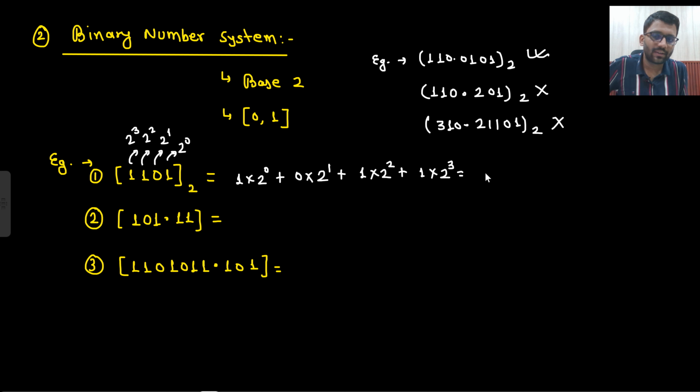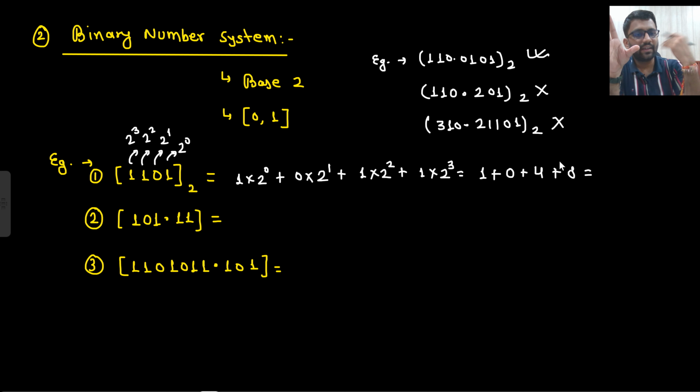So what will you be getting? 1 plus 0 plus 4 plus 8. Now you will say, sir, you do not even know this number in this base. I do not even know what is 4 or what is 8 when the base is 2. Yes, I don't know. I am implementing that in decimal. I am representing this binary number in decimal. So what am I getting? 13. So if 13 is there in decimal, then how will it look in binary?